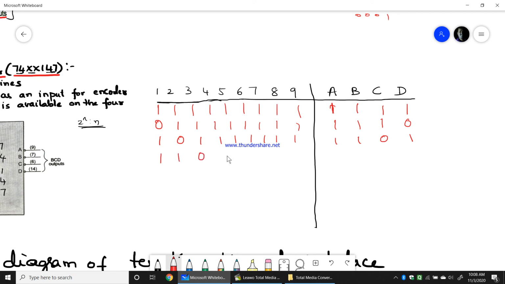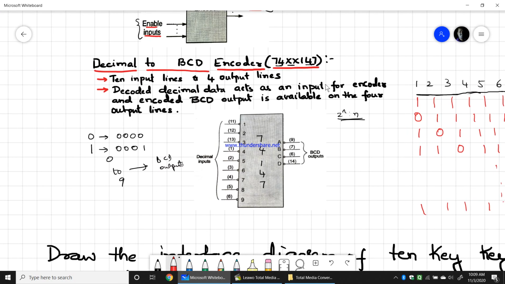Similarly, if 3 is the active line, this gives 1100 for 3, and you can continue till 9 being 0 and all others 1. So I will get 0110, since 1001 is normal 9, but it is active low output. So this is the truth table that we normally write for this particular 74147 decimal to BCD encoder.